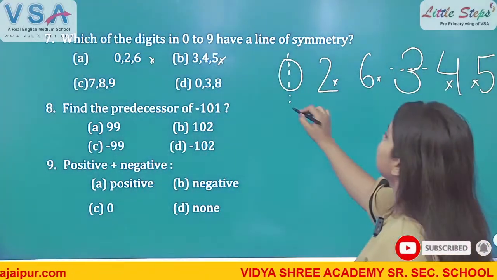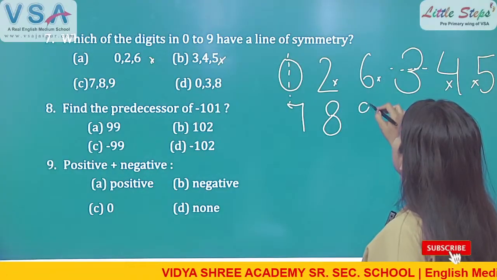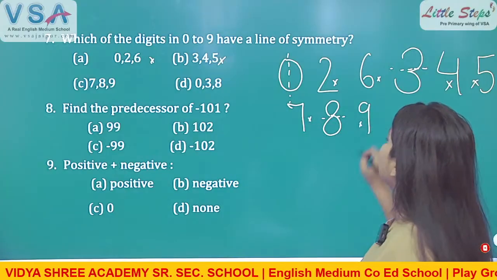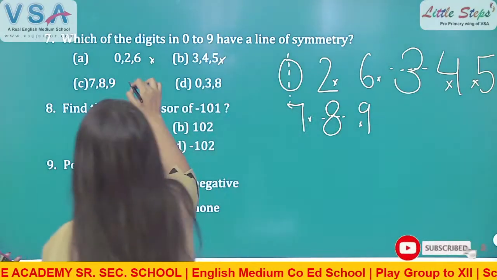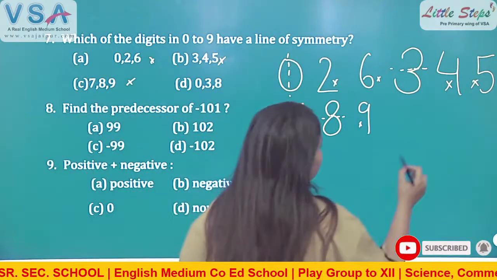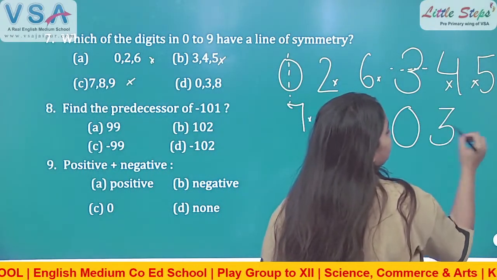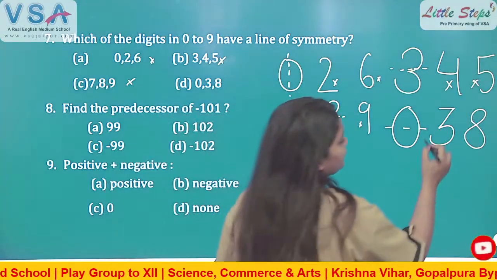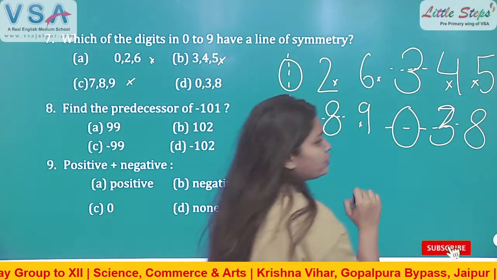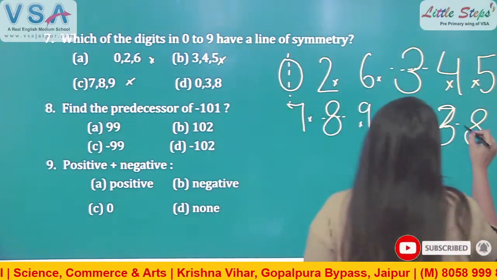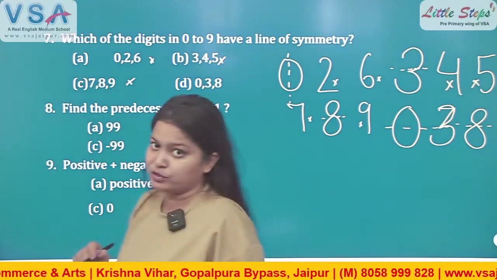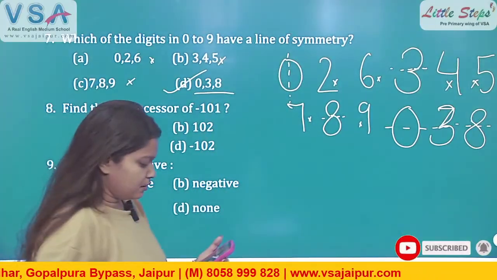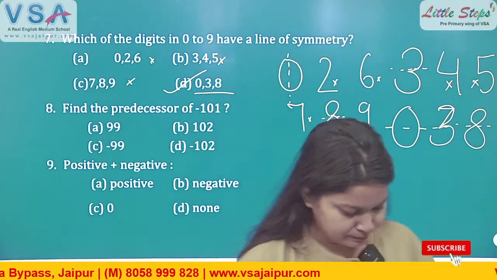Then option C, 7 8 9. We can draw the line of symmetry only in 8, not in 7 and 9, so obviously option C is not the answer. Then we have 0 3 8. Let's make a line of symmetry in 0 3 8. We can divide 0 by a line of symmetry, we can divide 3 by a line of symmetry by making a normal 3, and we can also divide 8 by a line of symmetry. So the only correct answer is option D, 0 3 8. 0 3 8 has the line of symmetry.